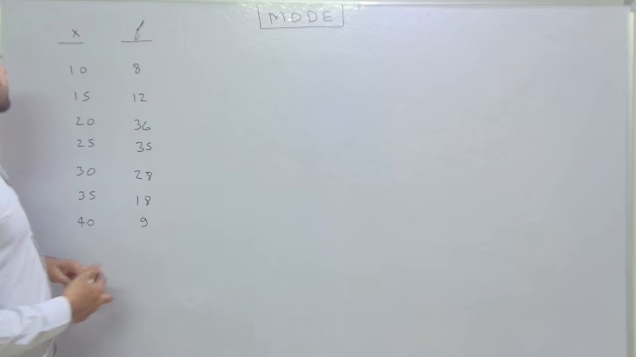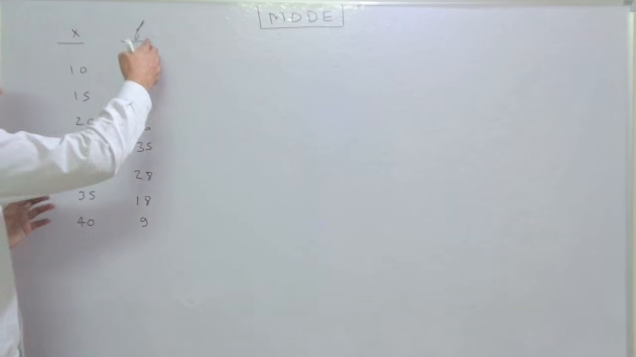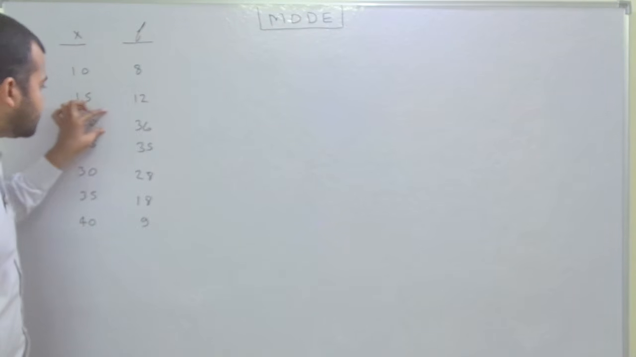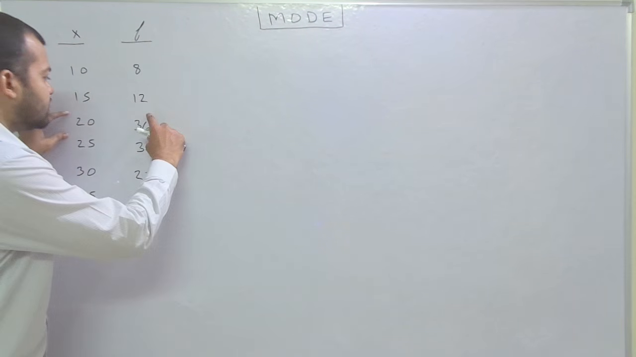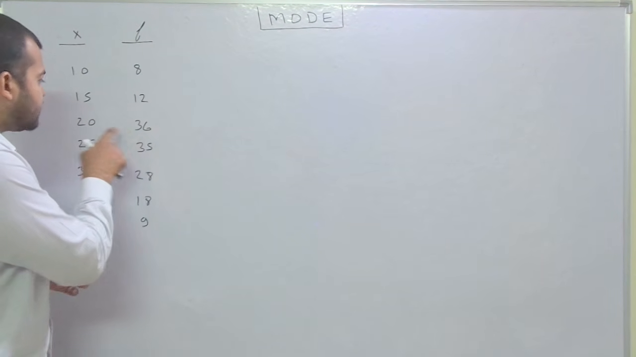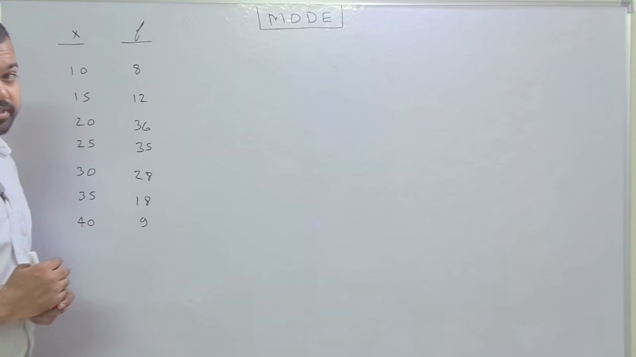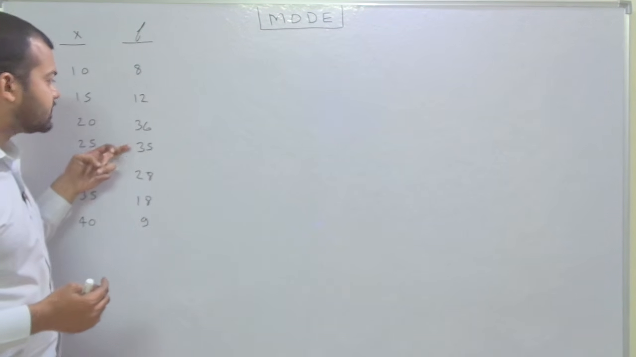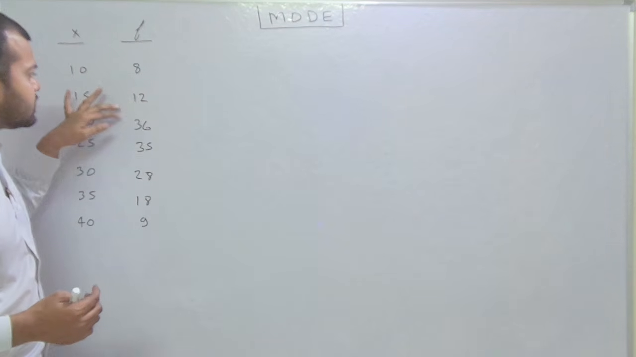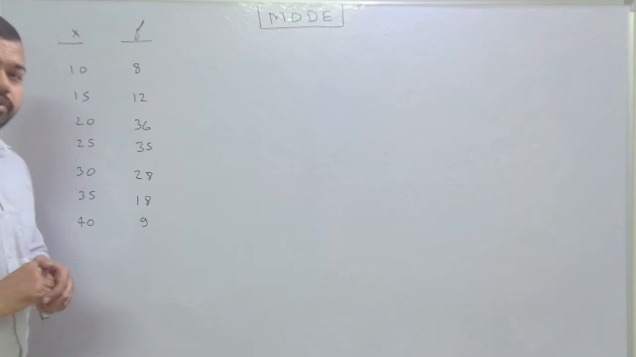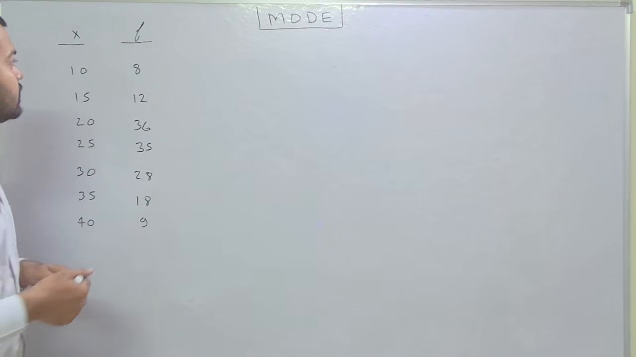By seeing this data, suppose this is the item and this is the frequency, we can say by observation that 20 is the modal class because 36 is the highest frequency. It means this 20 occurs the most number of times, 36. But in the last example the data was heavily concentrated on either side, not above but below, with 35 and 36. So we need to make a grouping table.